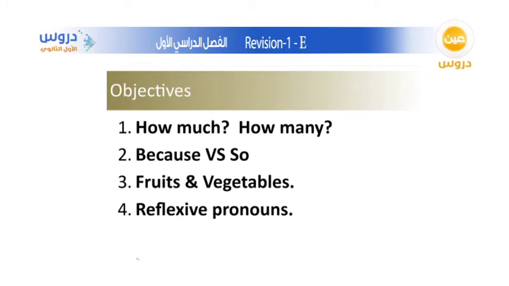So these are our objectives: how much, how many, because versus so, fruits and vegetables, reflexive pronouns. All right. Now let's start with how much, how many.